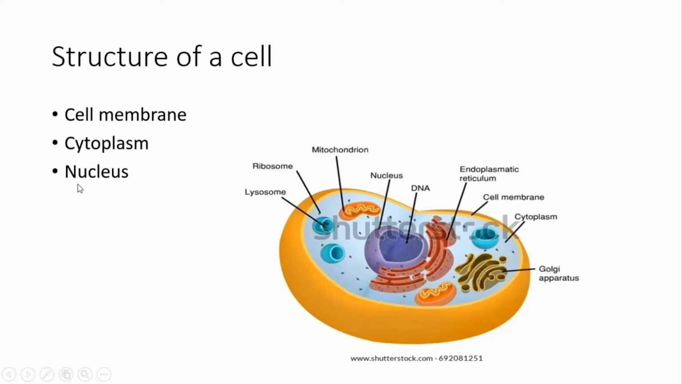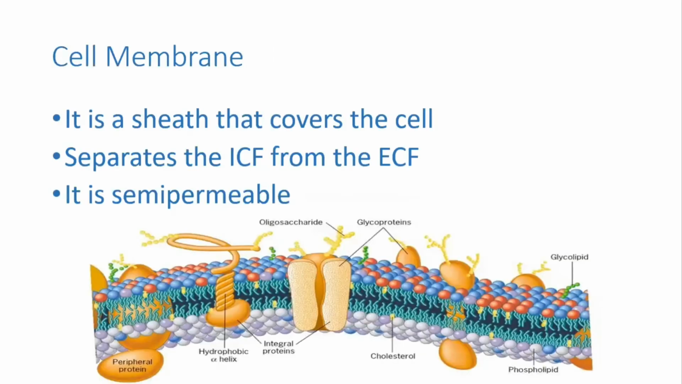And then we have the nucleus. We have different organelles in the cell, and the main and most important is the nucleus. The nucleus is the center of the cell. You can say the brain of the cell, the head of the cell, that sends signals and controls the cell. In this video, we are majorly going to talk about the cell membrane.